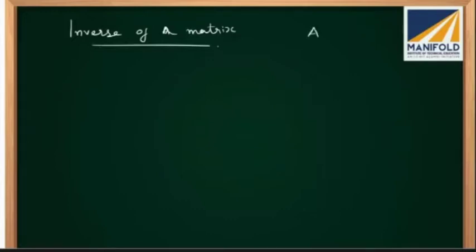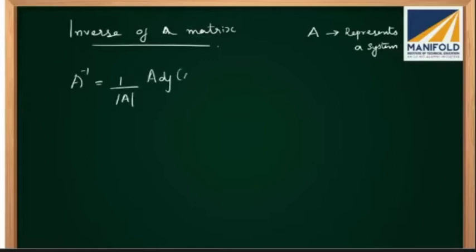A matrix is actually an operator which can represent a system. It can represent any system, normally linear systems. So let us consider what is meant by the inverse of a matrix. A inverse is defined to be 1 by determinant of A times adjoint of A. This is the definition for inverse of a matrix.